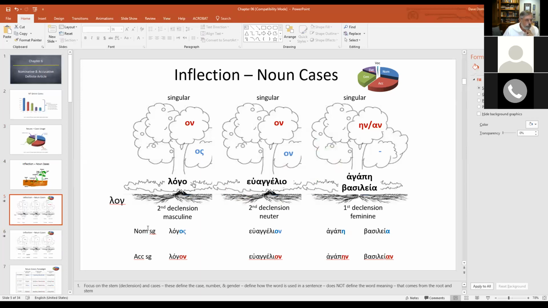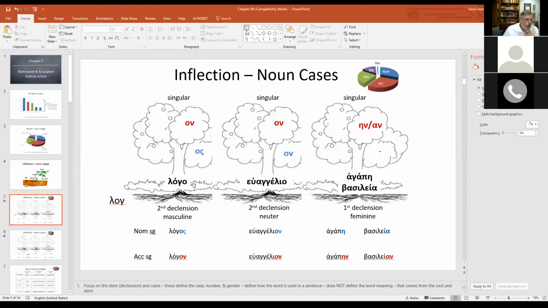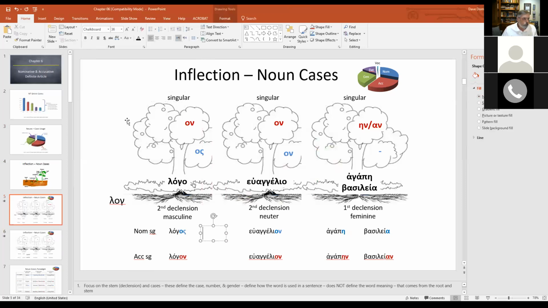So when a word in the second declension masculine singular pattern functions as a subject, it's going to end in omicron sigma. And when it functions as a direct object, it's going to end in omicron nu. And so here I get the exact same word, except it's singular. In English, both logos and logon mean word, singular.